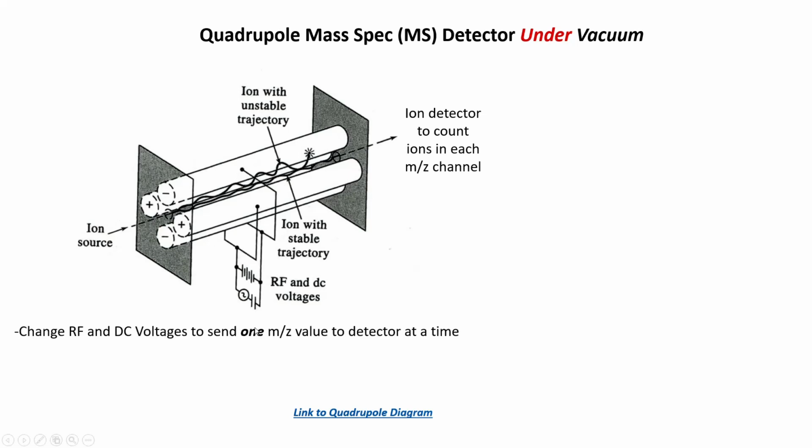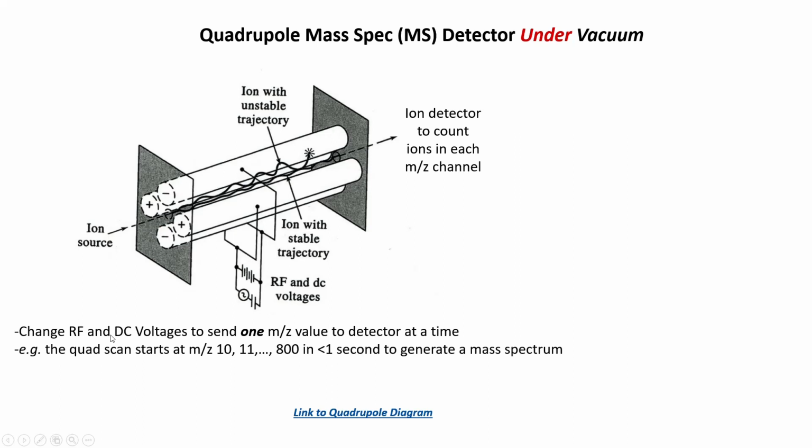So we send one mass to charge value to the detector at a time. And you can somewhat simplistically think of this as a Dalton. To separate by Daltons, it's really mass to charge, but in most cases, the charge is 1 in an EI source. Occasionally 2, but most often you can think of it as being a charge of 1. So it's really giving 1 Dalton at a time to the detector to be detected.